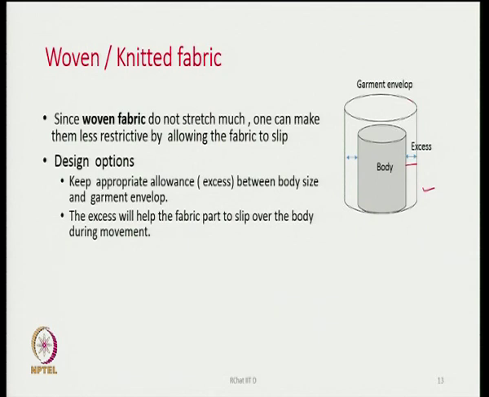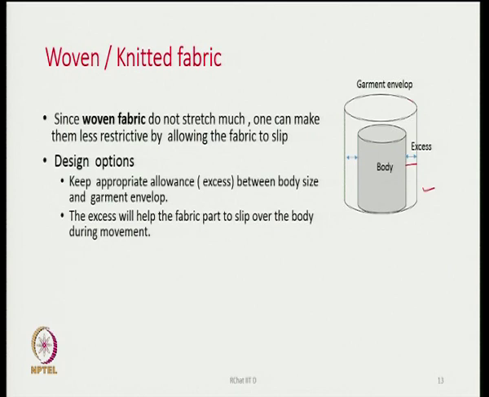Sleeves are generally such that the diameter of the sleeve is much more than the dimensions or the periphery of the hand that we have. The idea is that whenever we move our hand, it will easily slip on the body, because there is very little contact. Besides that, there are other advantages also, the air circulation could be there. So, these are other aspects as well, but from the fit point of view, this is what is generally done.